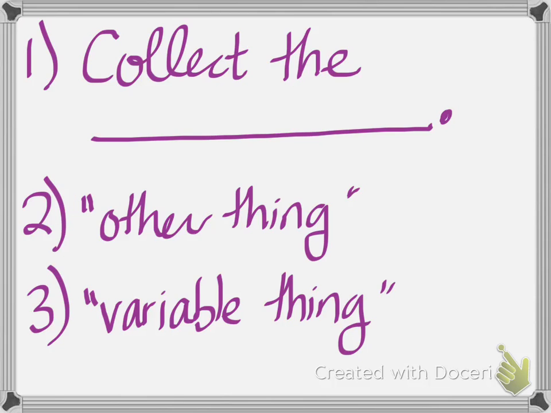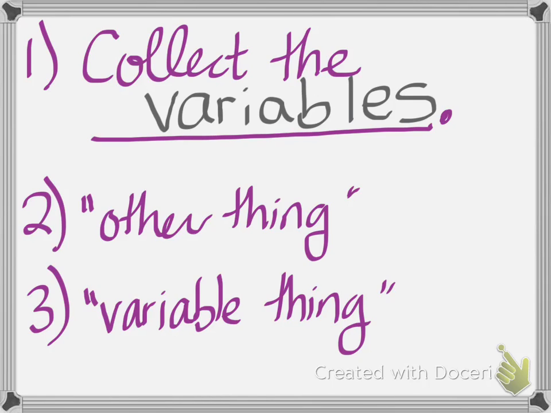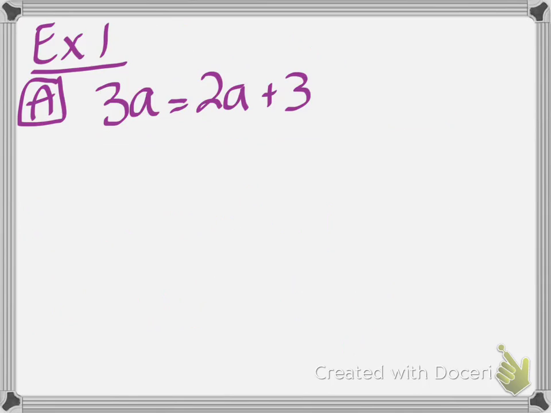So let's start. Here's the basic steps. You need to collect the variables. How you do that, again, you're going to have some choice in that. There's a strategy I use, but you might be able to find something that works for you, and it might be different. The second thing is the other thing. Usually that'll be adding or subtracting, but not always. Then you'll do the variable thing, the thing attached directly to the variable, and that's usually the multiplication or the division. Okay, usually, it's not always.